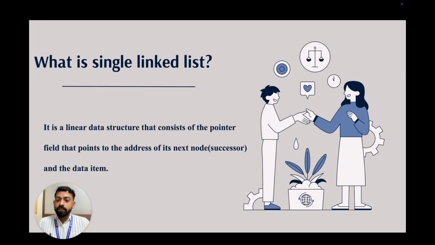What is a singly linked list? In a singly linked list, a node consists of an address as well as the data. The address pointer points to the next successor. So it has only one address space to store the successor value. It has the pointer field that points to the address of the next node, called the successor, and the data item is also present. So a node consists of data as well as the address part. If a single address is present, it is called a singly linked list. If two addresses are present, one pointing to the predecessor and one pointing to the successor, that is a doubly linked list.